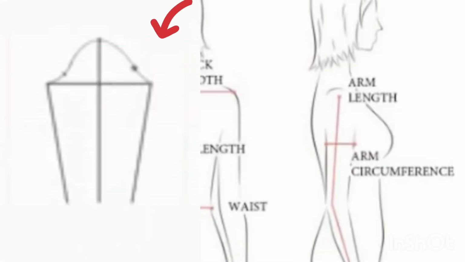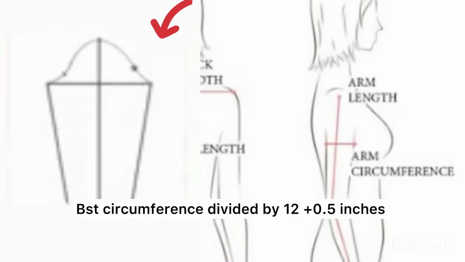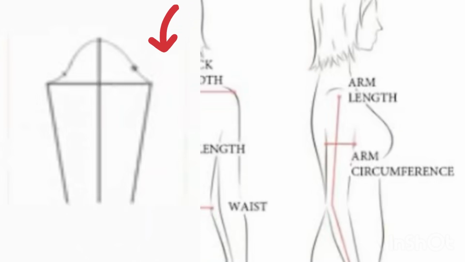Next is to get your sleeve cap height. To do that, it is your bust circumference divided by 12 plus 0.5 inches. With this, you can cut out your basic pattern for your bustier or your corset.